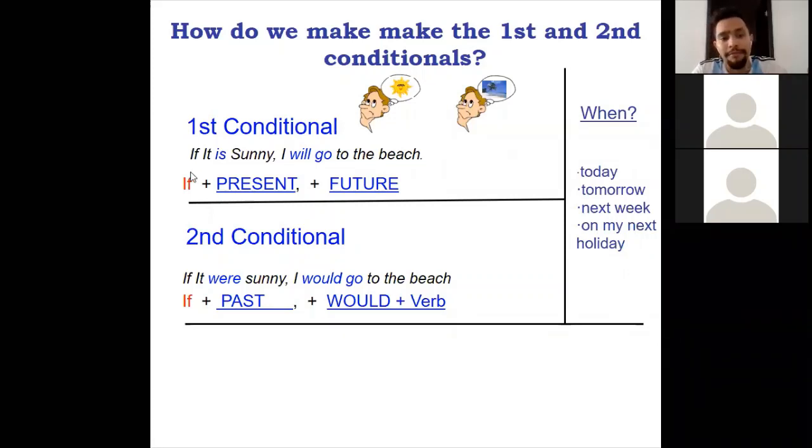So conditional type 1 says, if it is sunny, I will go to the beach. If it is sunny, I will go to the beach. And the second one, if it were sunny, I would go to the beach.